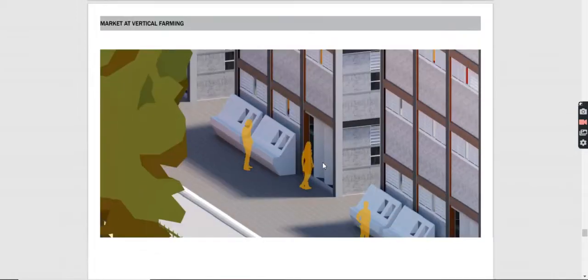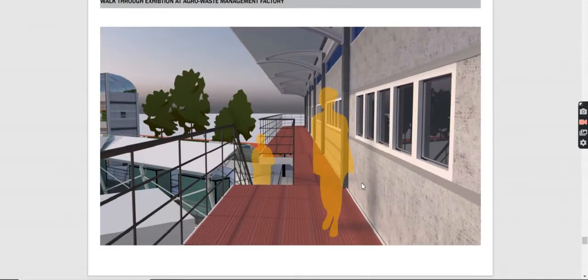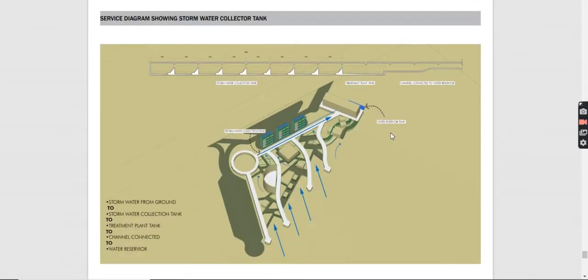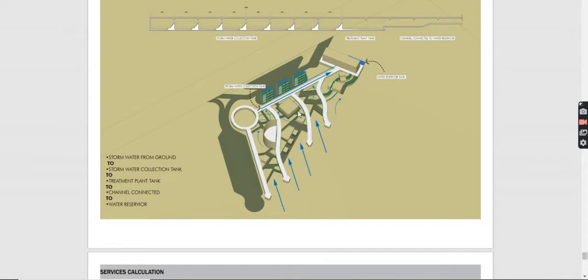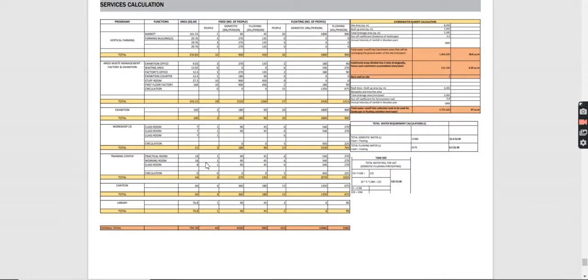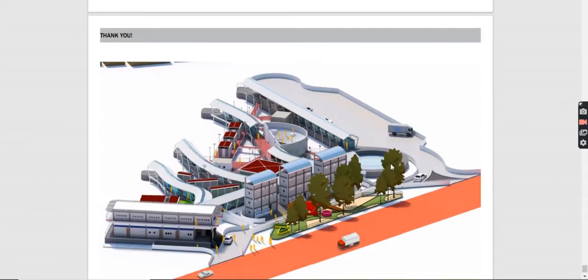This is my training center. This is the market, and this is the exhibition. This is the library where people come and sit, and the parking. The water can go inside here. This part you can see. This is my services. This is the water tank, and this is a water tank entirely. Where water goes, the water tank, and the storm water is away. And this is my services calculation of fixed and floating, and the stormwater runoff calculation and tank size.